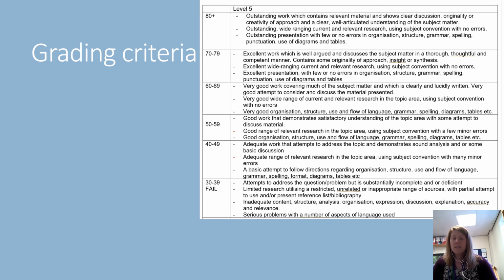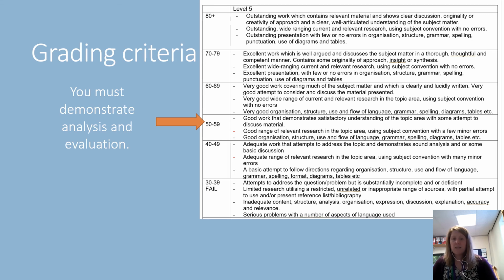In terms of the grading criteria, it has changed from level 4. Again, we're using a grading criteria that's consistent across your assignments, but you might notice when you look at the grading criteria there are slightly different emphasis, and there's also a number of different areas which are less forgiving than what you would have been used to for level 4. So the first one of these is analysis and evaluation.